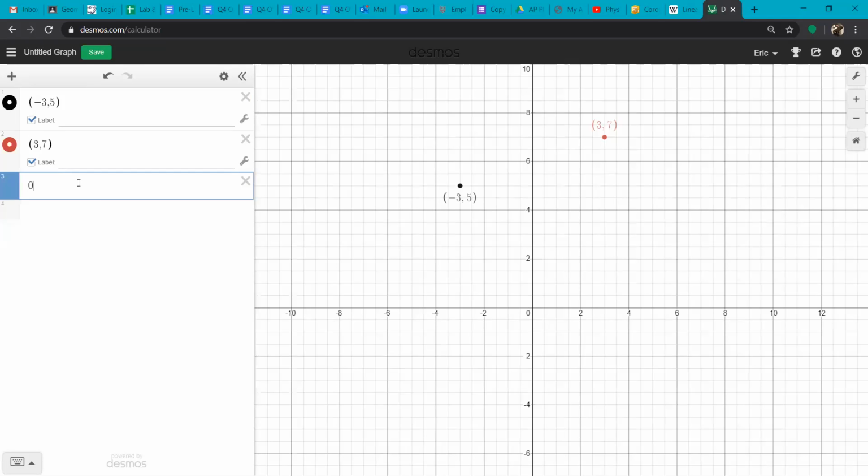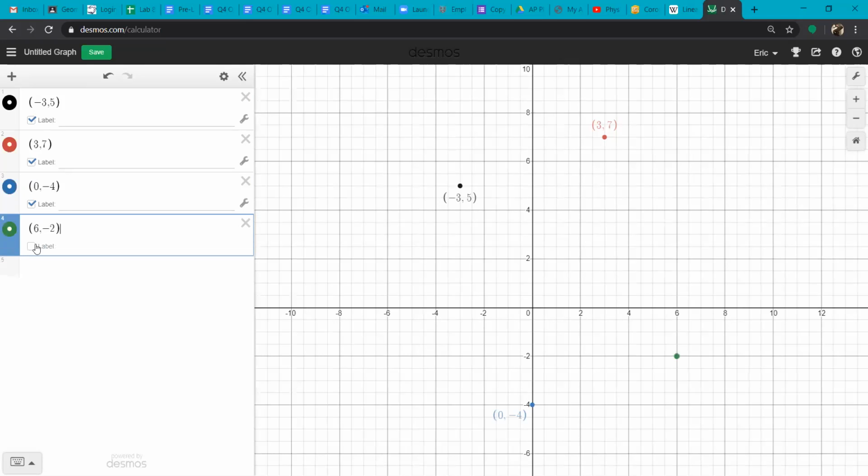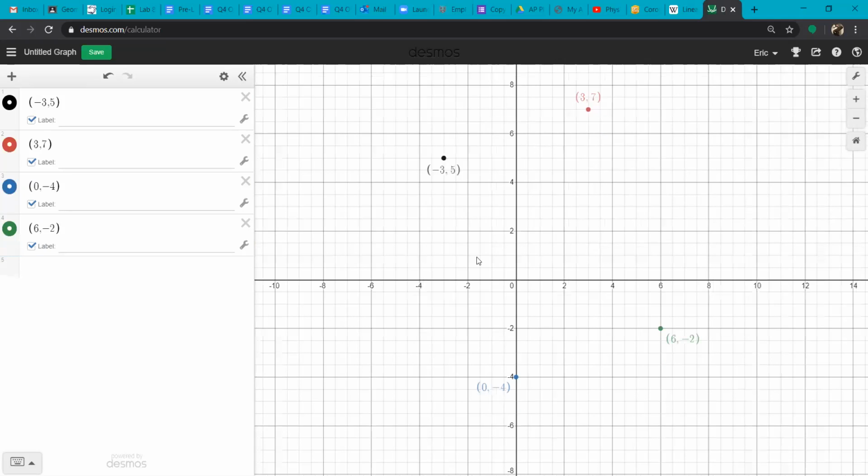0, -4. And then 6, -2. Is this okay? Yeah, pretty clear that this forms a rectangle. And by how much were we going to reduce this rectangle? Is it by 1/3? By 1/3. So we are going to go through and hit every single one of these coordinates with a factor of 1/3.